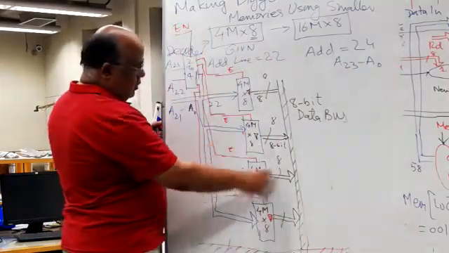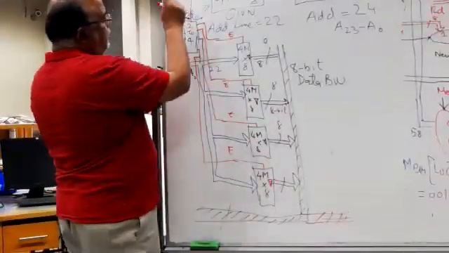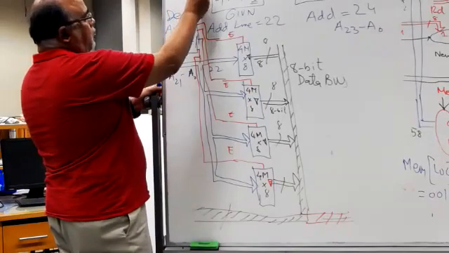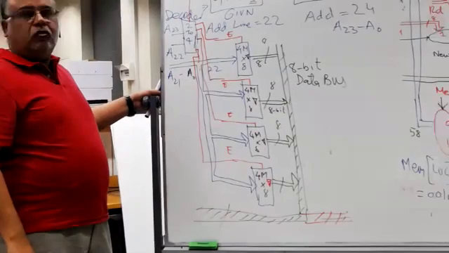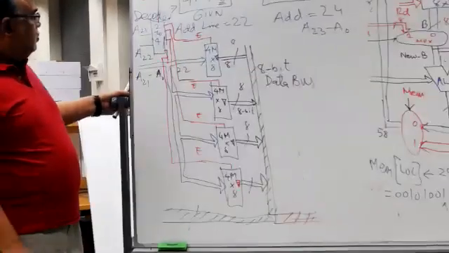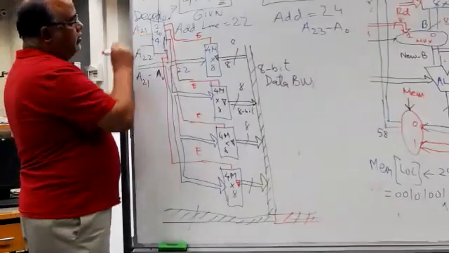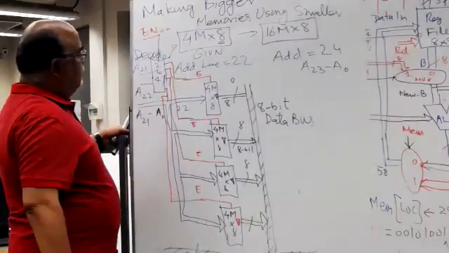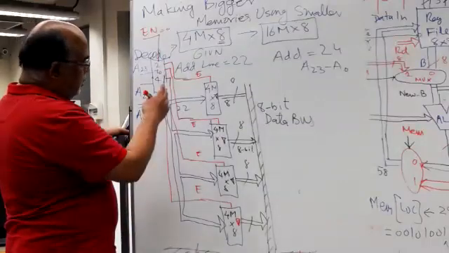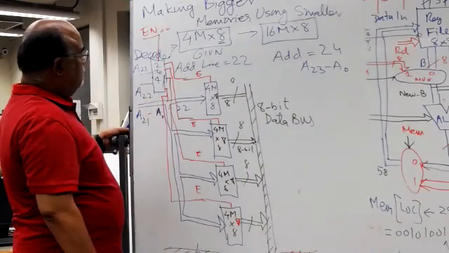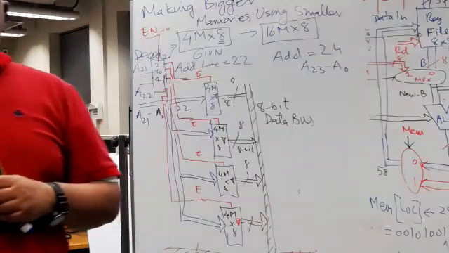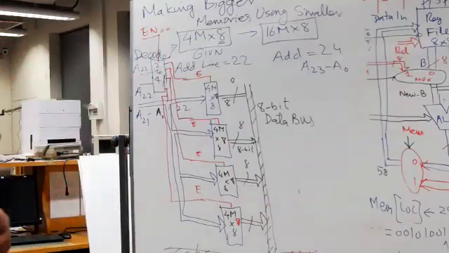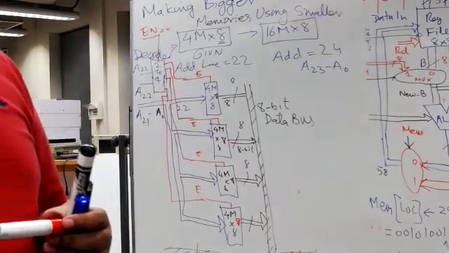Once you want to disable this whole setup, you just make this enable equal to 0. They all become high-impedance, and none of them are connected to the data bus. So these two address lines are the remaining address lines that are basically used in the vertical expansion. Just like we had expansion of decoders, exactly the same way we have expansion of our memories.